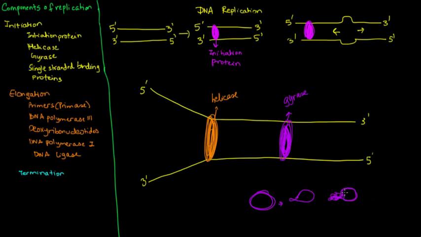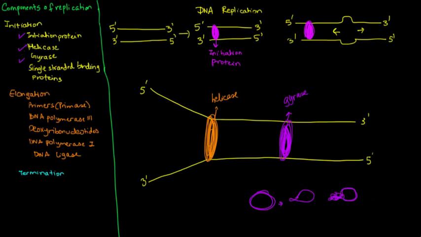Down the line, supercoils are being introduced. That, if encountered by a helicase, will dramatically slow down its speed and the rate of replication. Gyrase is the enzyme that makes sure that these negative supercoils are untangled so that a helicase can continue unwinding the DNA at a normal speed. That's what gyrase does. So I have my initiation protein, helicase, and gyrase.